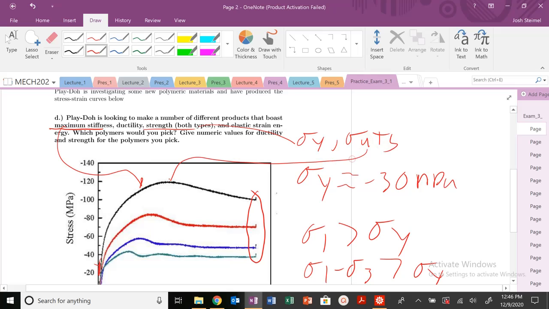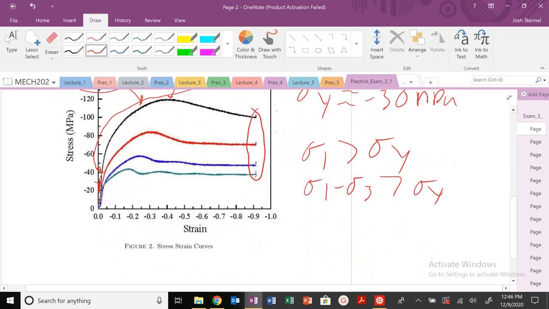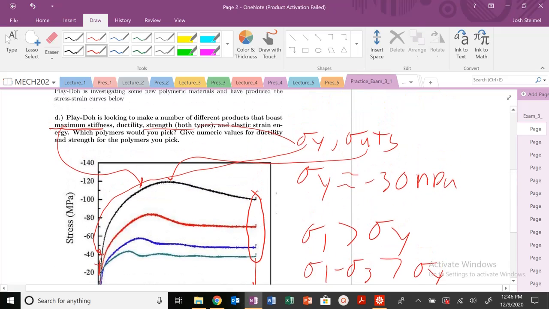So sigma UTS, the ultimate tensile strength, is just the largest value of stress, clearly going to be the black. Also, if you look at the yield stress here, it's probably not yielding until 40 megapascals here. That's also the black. And you can look at those values for ductility. It's going to be a value of strain 0.9. For strength, again, it'd be this minus 120 and 40, or minus 140 as well.